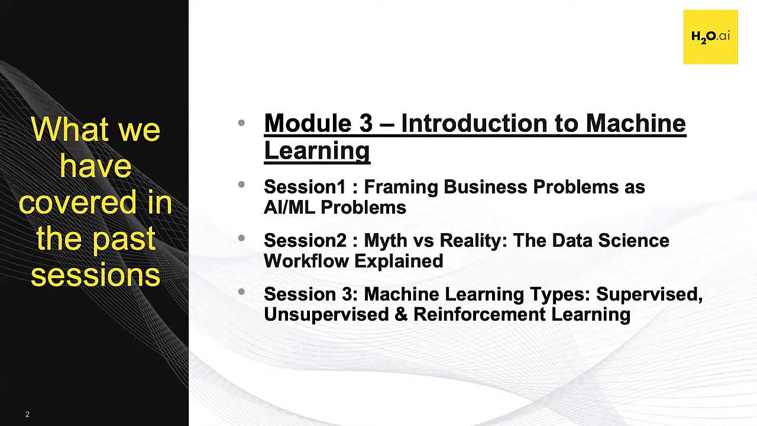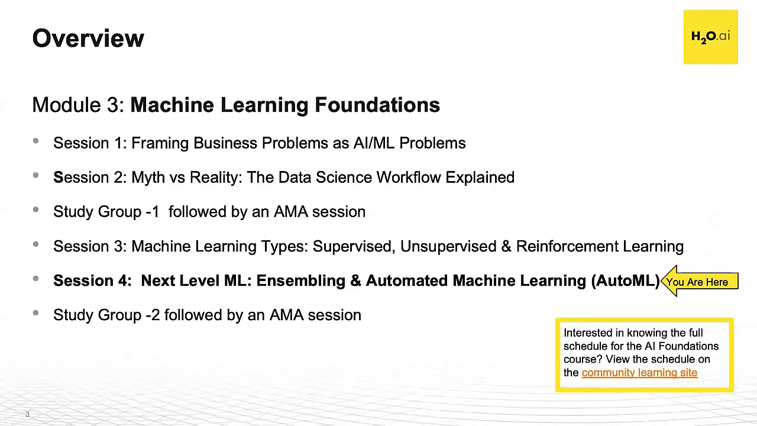So today we come to the last part where we will try to improve the accuracy of our model through ensembling. And then we would also study about automated machine learning, which is also touted as the next wave of machine learning. And this will be followed by an AMA session and a study group session on the weekends.